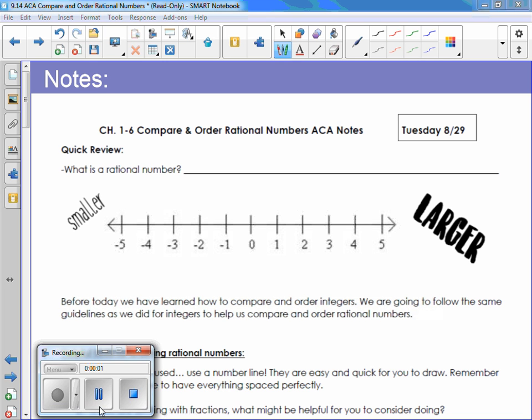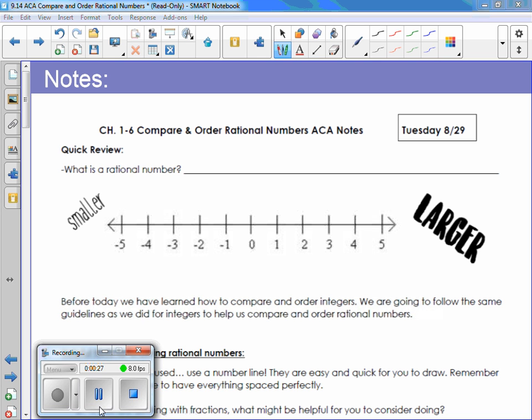All right, so today what we're working on is comparing and ordering rational numbers. We've already compared and ordered integers before, right? Remember that? Yes. Okay. Now we're going to be adding in, well, what's the difference between an integer and a rational number? Like, what makes this different? The rational number has fractions and decimals.